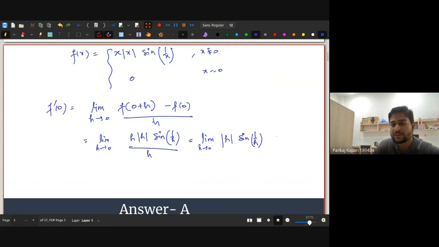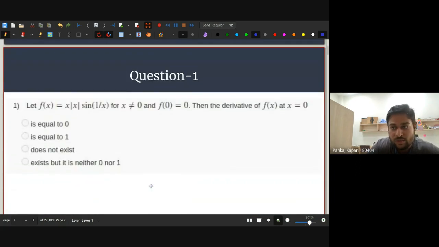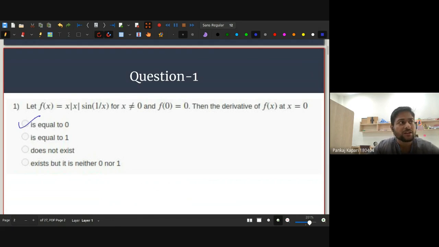Now you can see that this limit exists and it is equal to 0 both from the left hand side and the right hand side. This limit is equal to 0. So hence f prime of 0 is 0. So the function is differentiable and its derivative is equal to 0. So here the first option is correct.